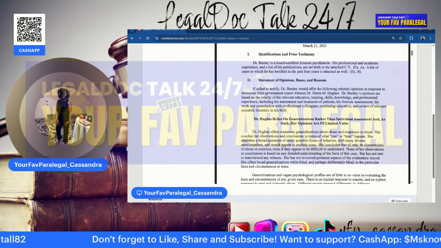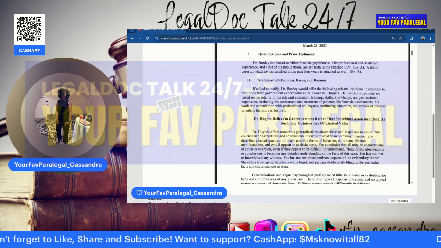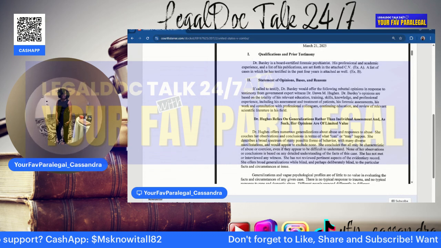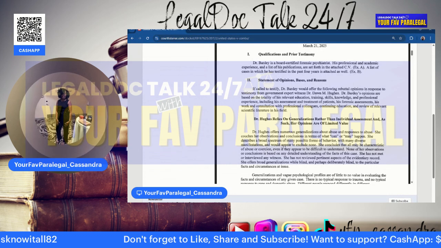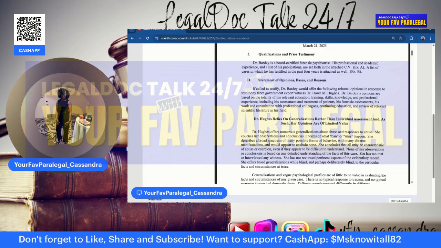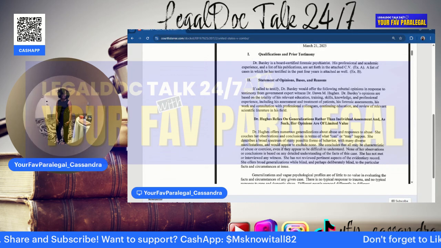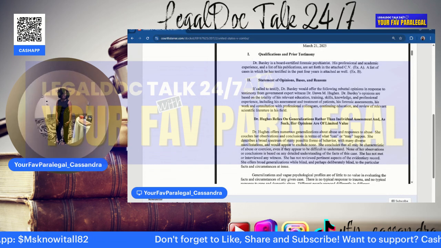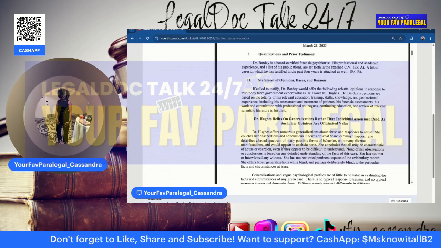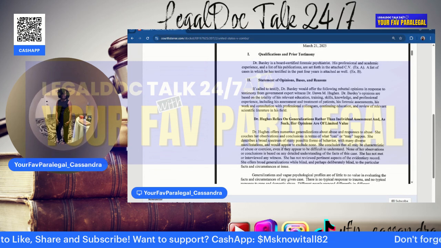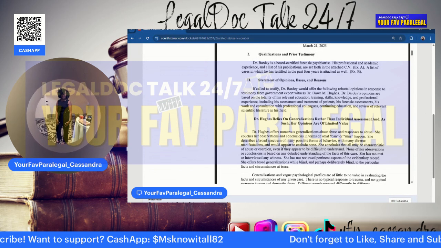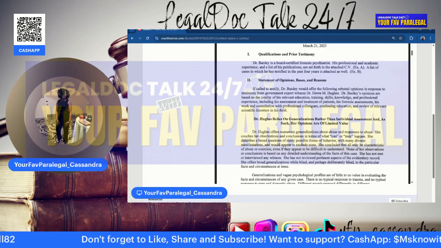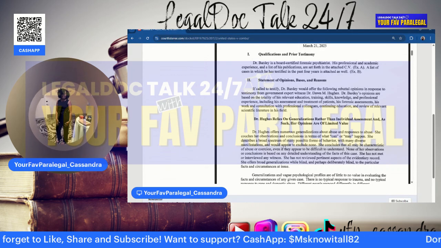It says if he was called to testify, Dr. Barty would offer the following rebuttal opinions in response to testimony from the government expert witness Dawn Hughes. Dr. Barty, can't even say his name, Dr. Barty's opinions are based on the totality of his relevant education, training, skills, knowledge, and professional experience, including his assessment and treatment of patients, his forensic assessments, his work in consultation with professional colleagues, continuing education, and review of relevant scientific literature in his field.